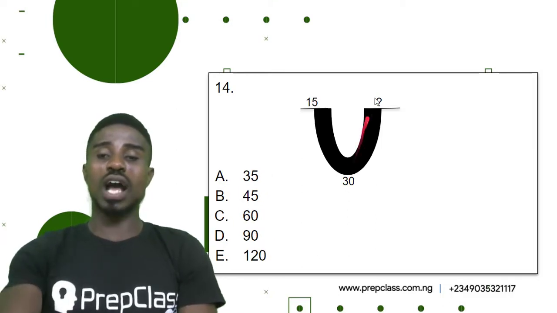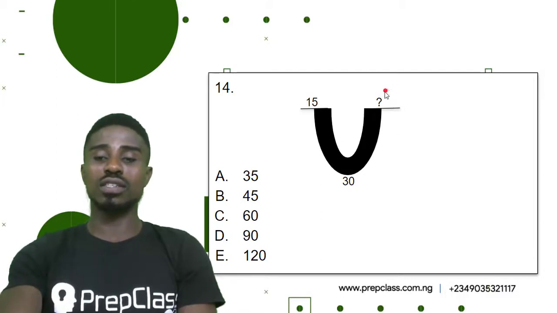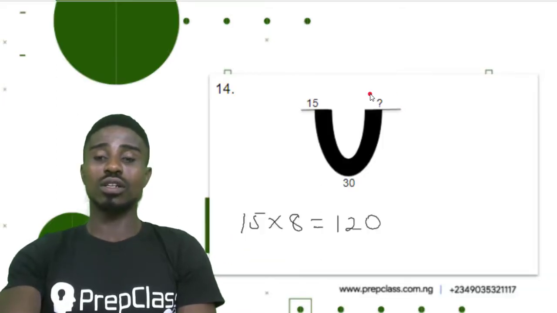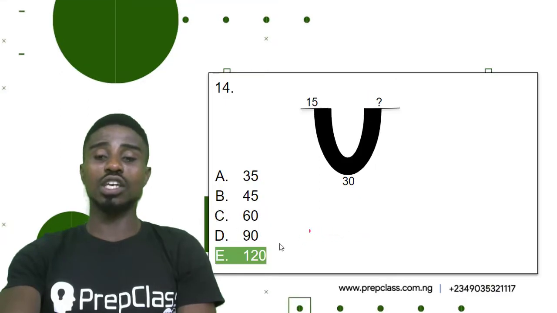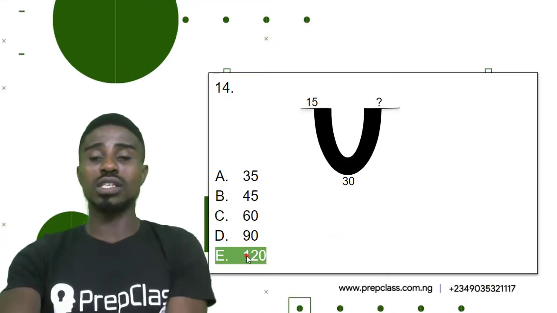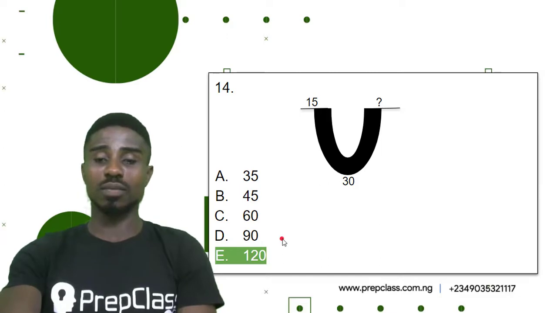Question 14, we've been asked to solve this. Let's see how to get it done. So we know in getting this, it will be 15 times 8. And 15 times 8 is 120. That's our correct answer. Let's check it out. Question 14, option E, 120 is our correct answer.